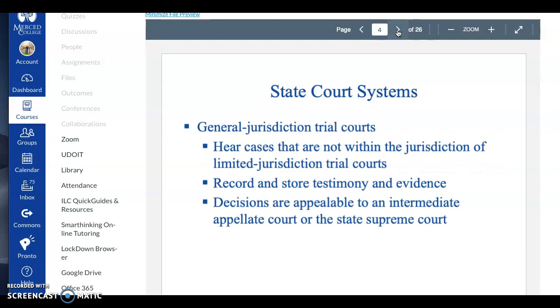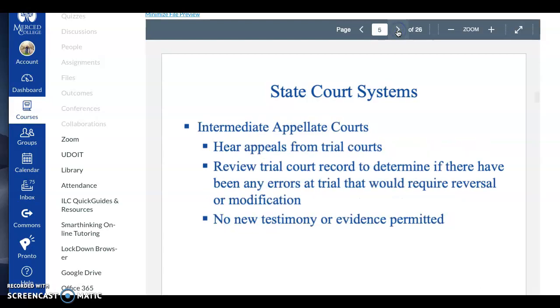General trial courts hear cases that are not within the jurisdiction of the limited trial courts. So they're going to hear our overall case courts. They record and store testimony and evidence, and decisions are appealable to the intermediate appellate or the state Supreme Court. So we're looking at criminal courts, and that's kind of the structure.